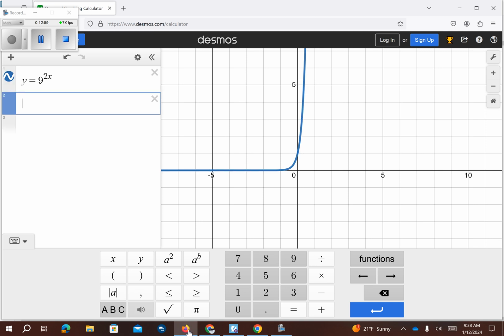And then I'm going to do y equals 27, and that's going to be raised to, I'm going to use the a to the b button, this button here, to the x plus 1.